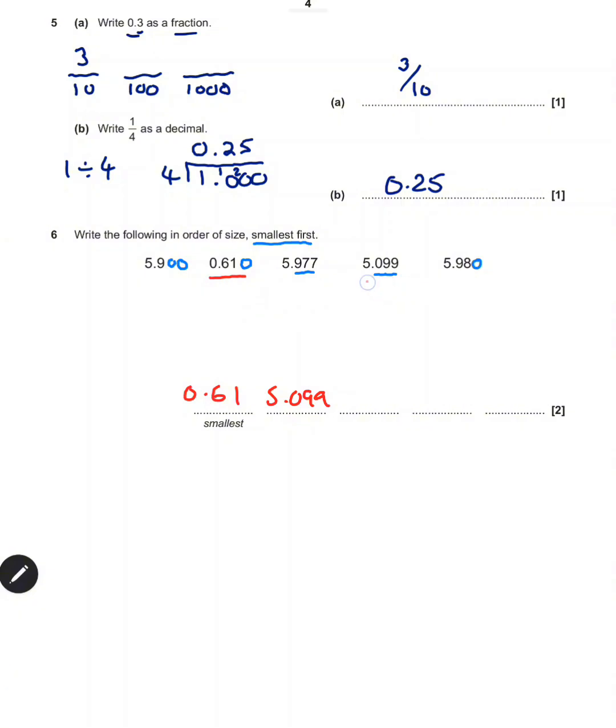So I've taken care of those two. I've got 900, 977 and 980. I think they're in order as they stand. So I've got 5.9. I've got 5.977. And then I've got 5.98.